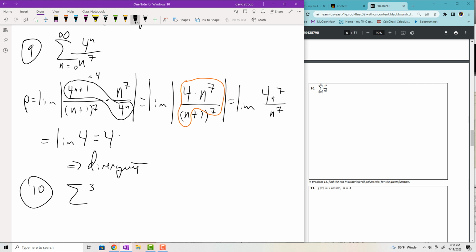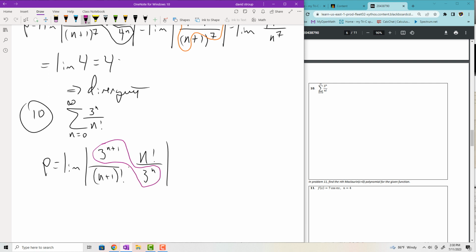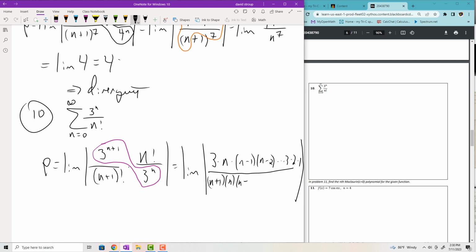I got another one for your test here. n equals 0 to infinity. So this time my rho value is again the limit of this ratio. I have 3 to the n plus 1 all over n plus 1 factorial times its reciprocal. So I have to do a little bit of work with factorials. First, I note that this part is just 3. So I'll have the limit of the absolute value of 3, and then times n factorial, brute forcing that, it's n times n minus 1 times n minus 2, and so on, 3 times 2 times 1. Smushing that in, I get n plus 1 times n, times n minus 1.